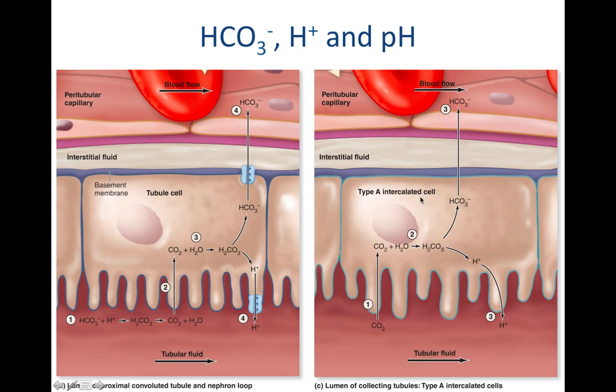Type A intercalated cells are only found in the late distal convoluted tubules and collecting tubules and collecting ducts. But they work much the same way, they just don't require the transporters. So you have carbon dioxide, we move through our equation, carbonic acid dissociates, you save the bicarbonate, move it into the blood. Remember, type A eliminates acid. So this acid, this hydrogen ion, is moved into the tubular fluid so that you can secrete it. You want to get that out of your body.